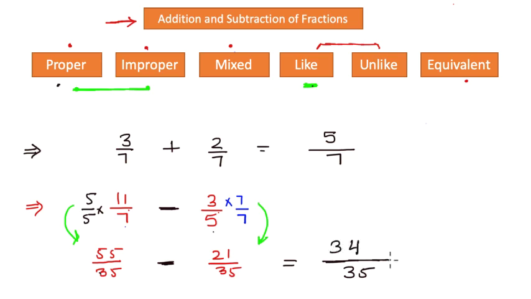Now from this point onwards, whatever result you get, if you can reduce it down to its lowest possible form, by all means do it. But if you cannot, you cannot, and that's where we stop. In this case, I want to leave the result as it is, 34/35, because I don't think I can reduce it down any further. Okay, let's erase it and make some room for more examples.